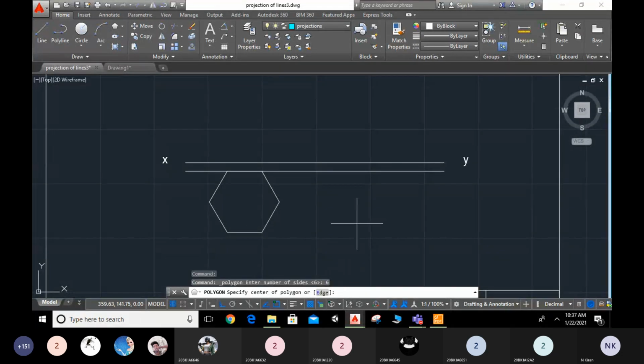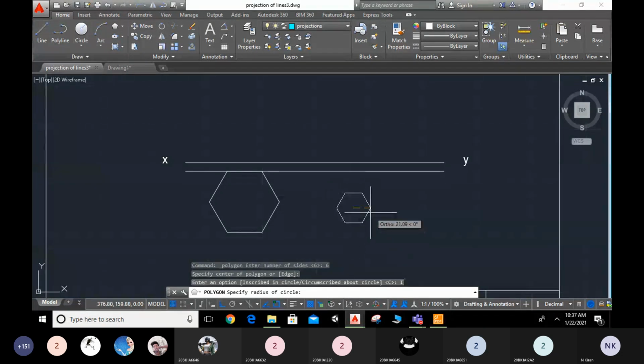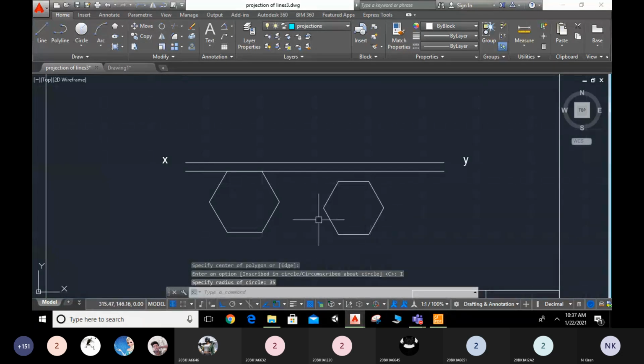It is asking to specify the center of the polygon. I can select it on this line or anywhere else. Now it is asking inscribed in a circle or circumscribed about a circle. We have to select inscribed in a circle. Now I will select like this. And what is the side of the hexagon? 35. So I will give 35, enter. So I got a hexagon like this.